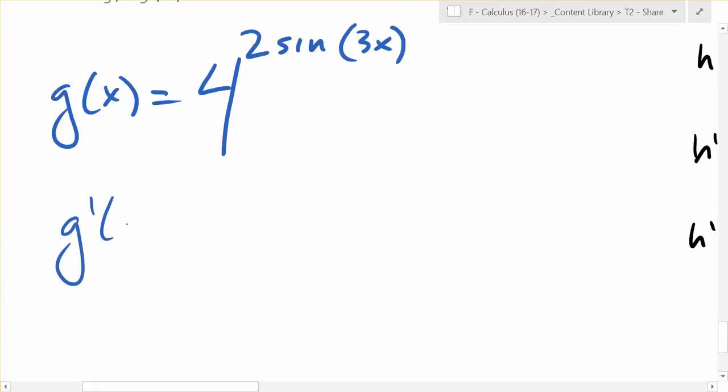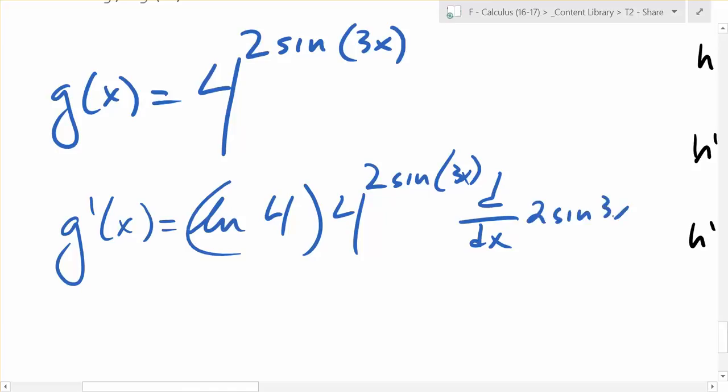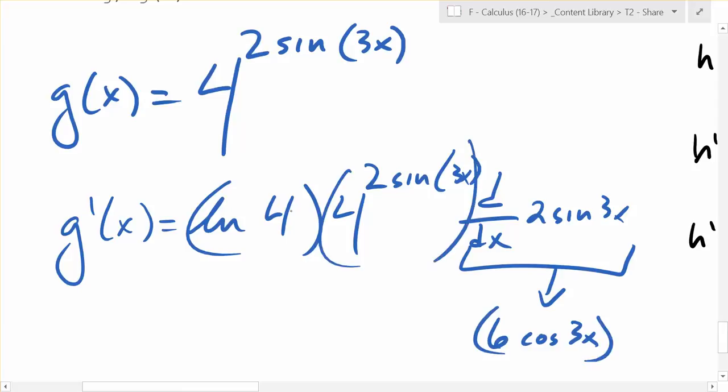So you have g prime, you're like, okay, it's just going to be ln 4 times 4 to this thing, but then you have to multiply by what? The derivative, d dx of 2 sine 3x. And what is that derivative? 6 cosine 3x. So you have this, this, and this. So the final answer is ln 4 times that times that. This is the chain rule in the chain rule?